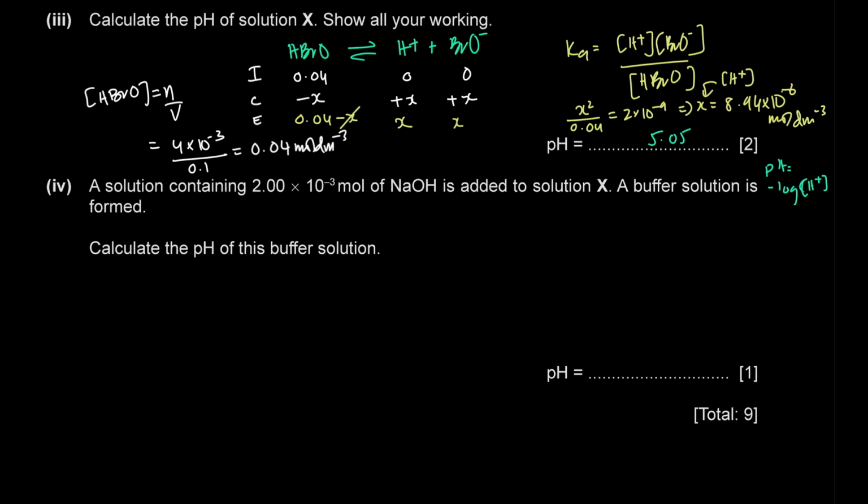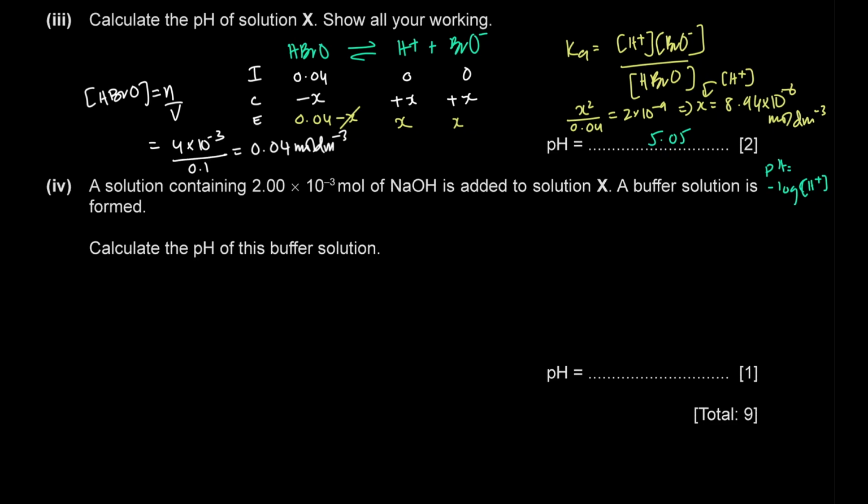The pH is 5.05. A solution containing 2 × 10^-3 moles of sodium hydroxide is added to solution X. A buffer solution is formed. Calculate the pH of this buffer solution. The solution X had 4 × 10^-3 moles of HBrO.